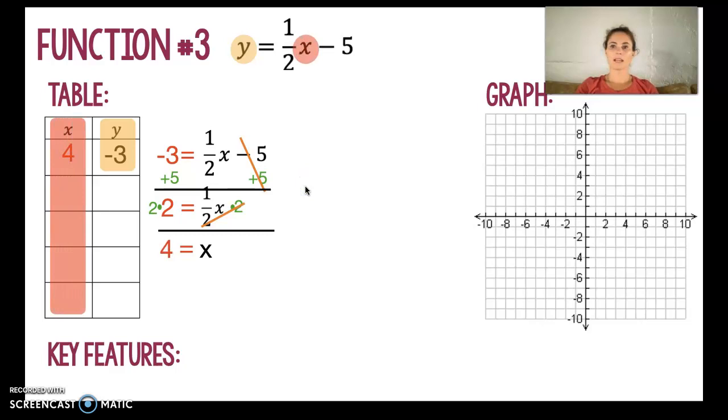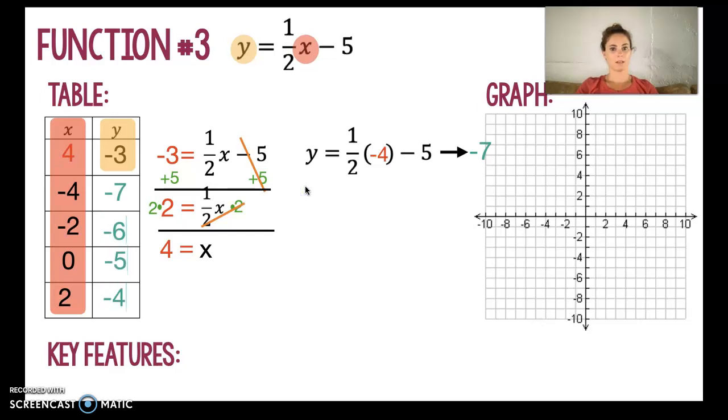For these, you can pick anything you want now. You can fill in the rest of the table. I just picked these values. Put a negative 4 in, I get a negative 7 out. So I just picked some other ones, put them all in the x spot, simplified them just like we did previously, and these are the values we got. If I take these values and I plot them, we end up creating this line.